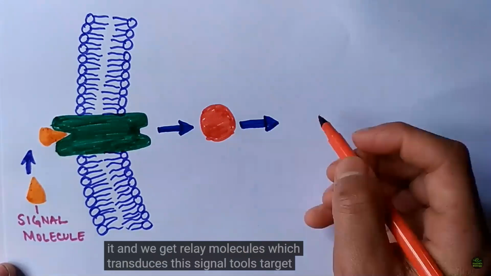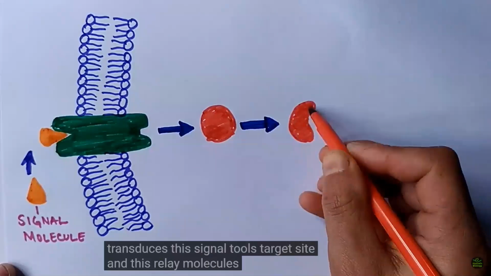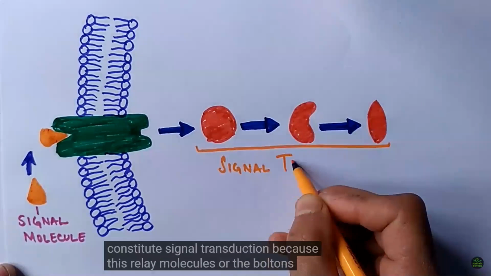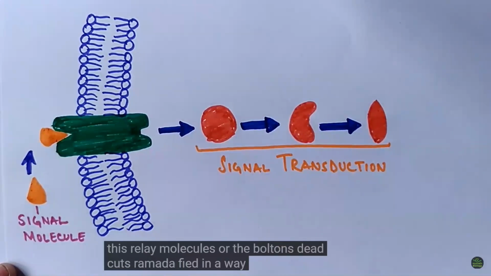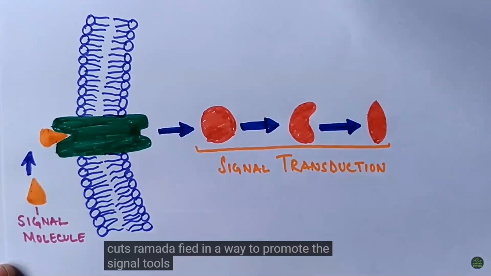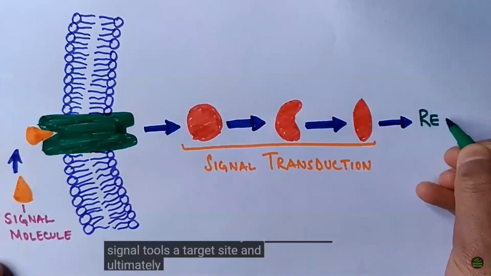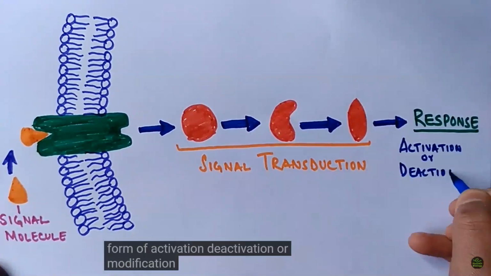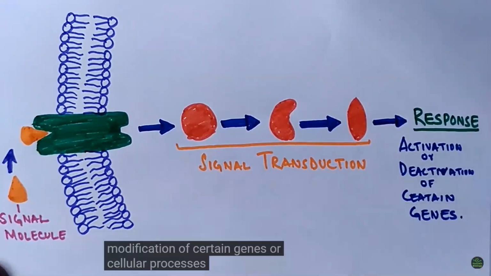And we get relay molecules which transduce this signal towards the target site. These relay molecules constitute signal transduction, because they are the molecules that get remodified in a way to promote this signal towards a target site, and ultimately we get the response in the form of activation, deactivation, or modification of certain genes or cellular processes.